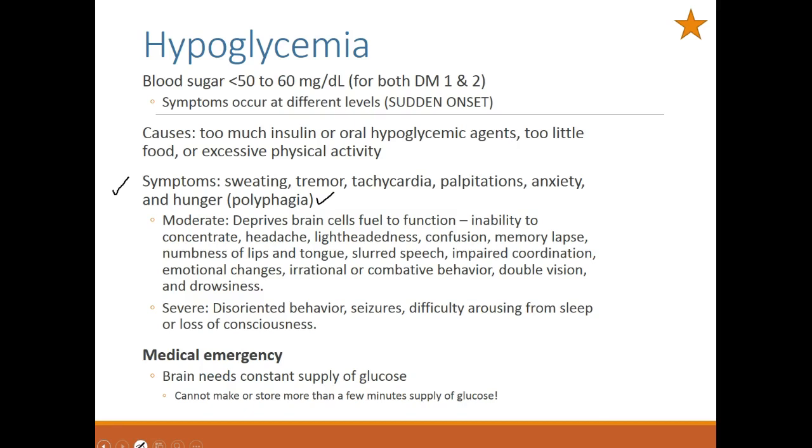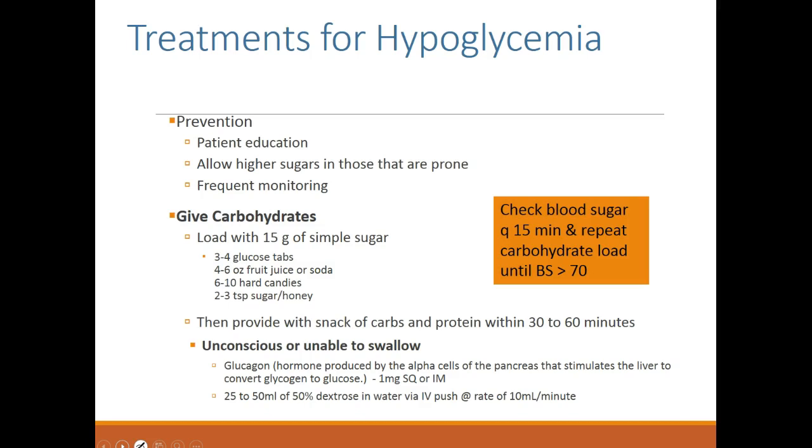And one point, I'll go back, that I didn't mention in class is your brain doesn't really store glucose. It can't make it, it can't store it for more than just a few minutes supply. So it is important for brain function to have that constant supply. So that's why it can become a medical emergency. Treatments for hypoglycemia: patient education, allow higher sugars in those that are prone to it, and frequent monitoring. So if you take somebody's blood sugar level, you're going to treat it.